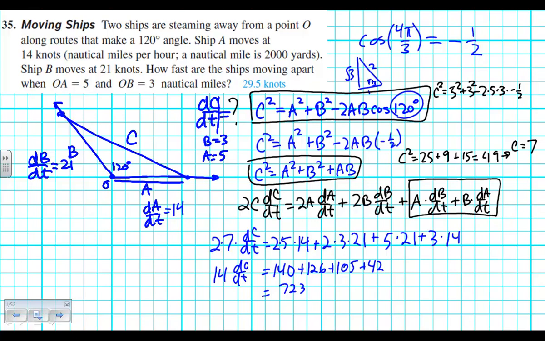How did we get 700? I think we went 413. Aren't we looking at 413? I don't know. I don't have a calculator next to me. Okay. And then divide by 14. 413 divided by 14. All right.